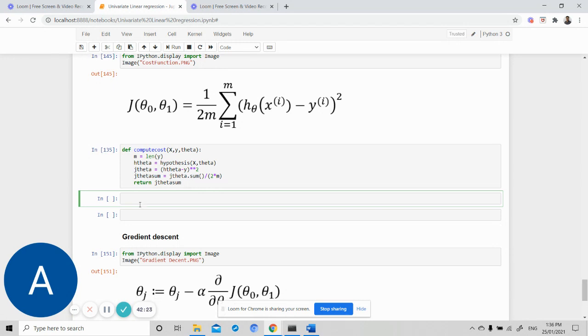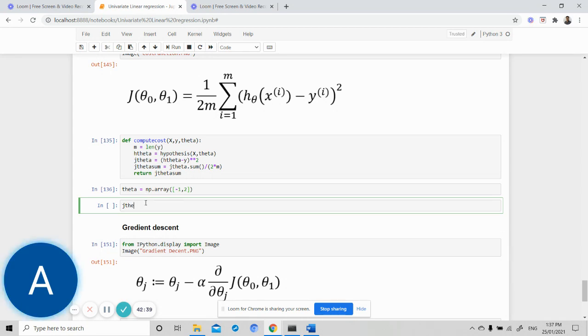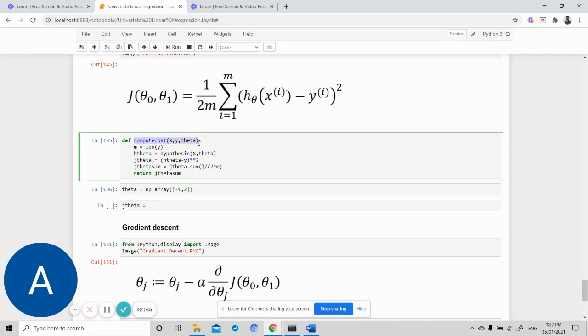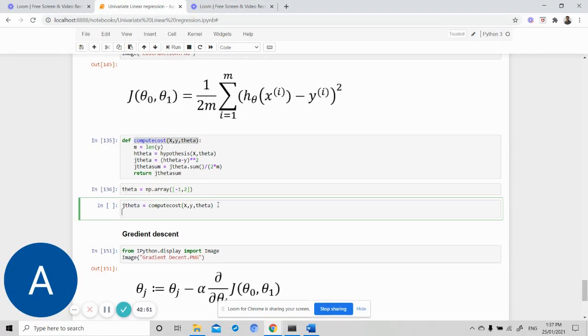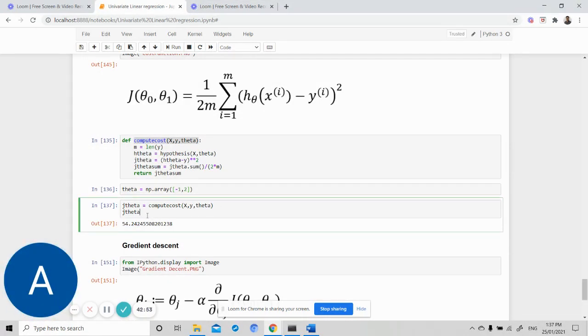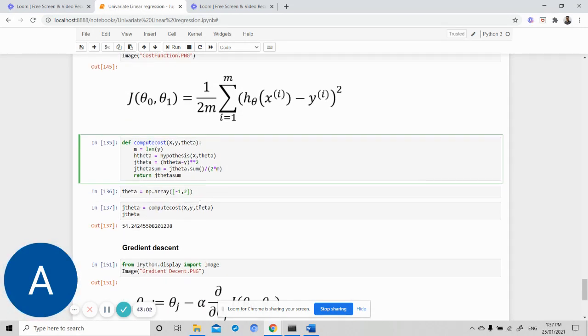Okay, so let's say my theta now is -1 comma 2. So J of theta will be 54.24. So this is my cost function. This is the error that we get when we apply this model. Hope that makes sense.